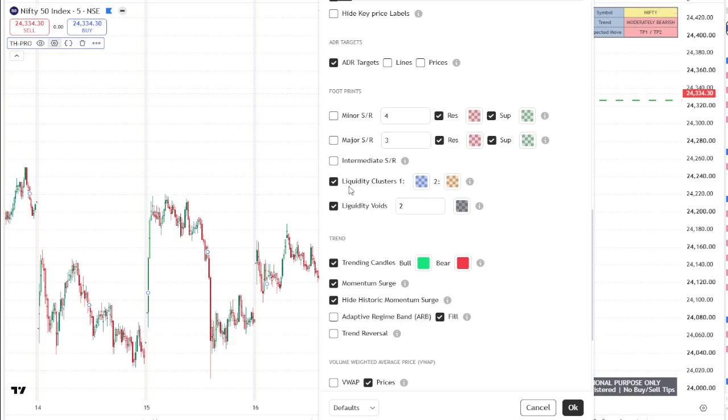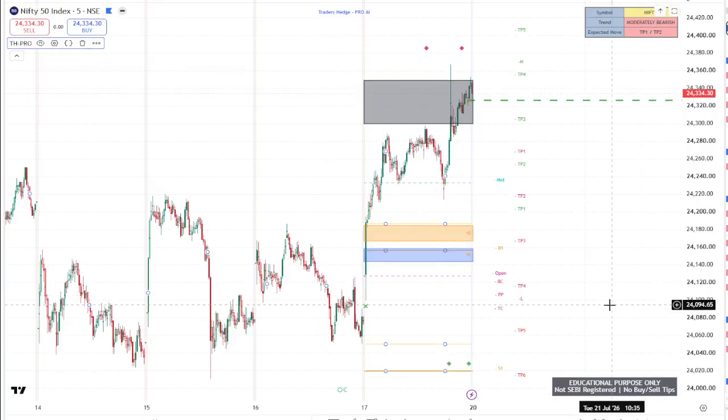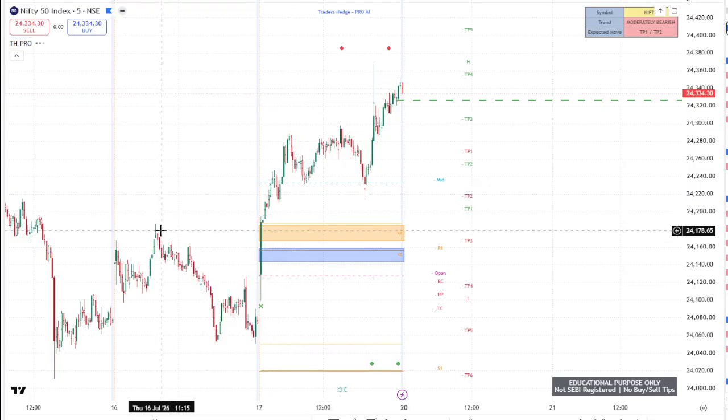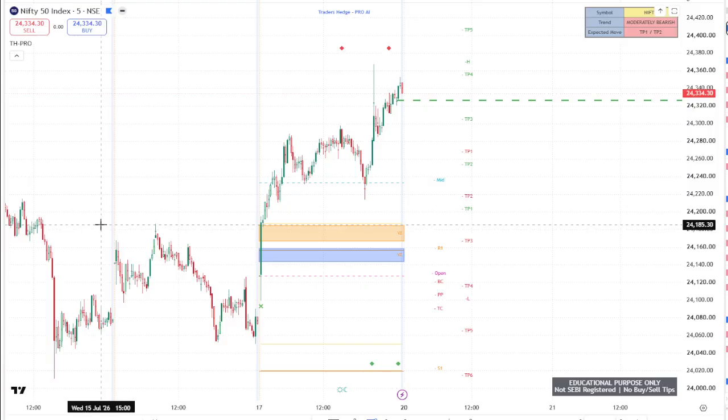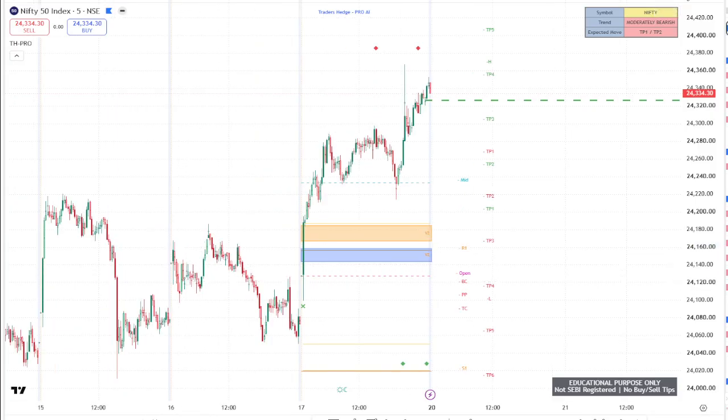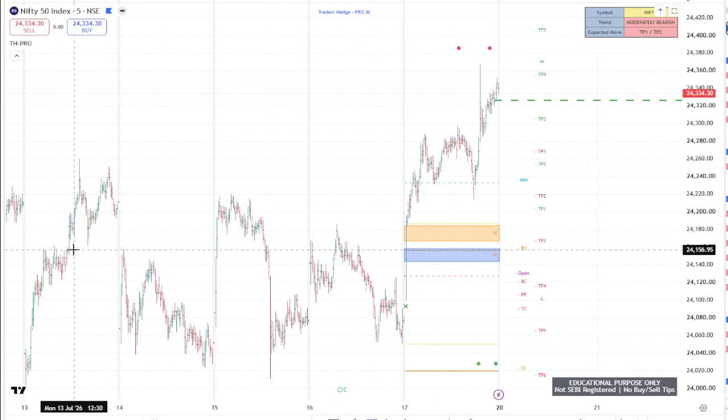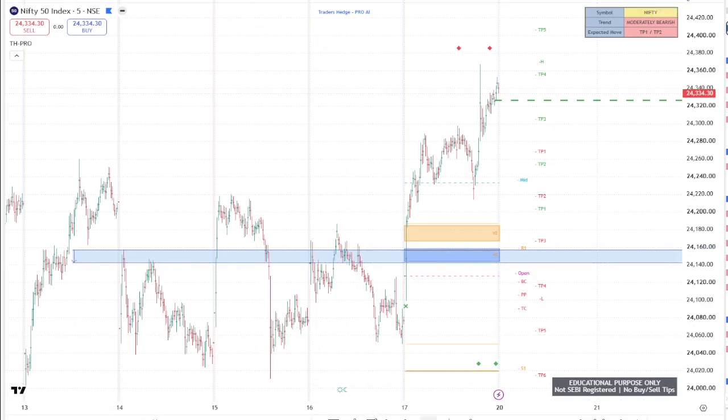So what are liquidity clusters and liquidity voids? Let me first explain liquidity clusters. These are the price zones in the market where the market previously had a lot of institutional buying done. So these blue bands especially, and this blue band and the orange band, are where historically a lot of order liquidity is there.